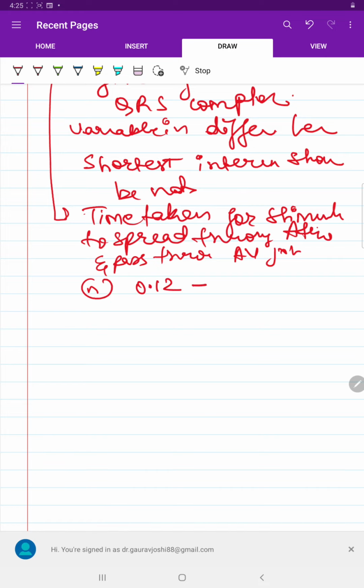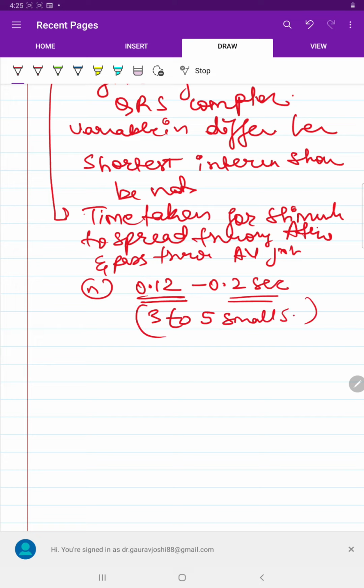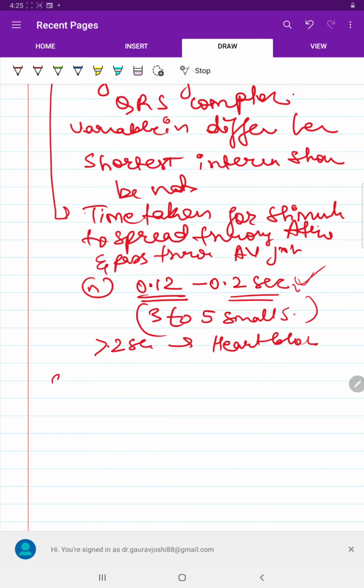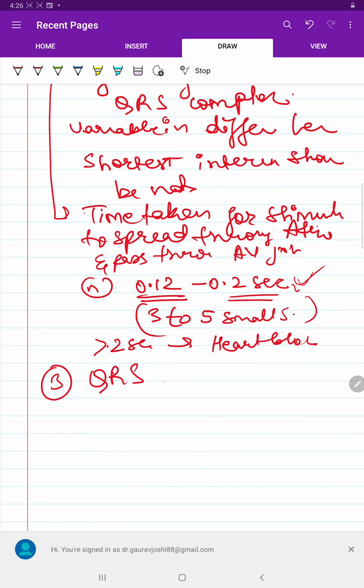Its normal duration of PR interval is 0.12 to 0.2 second. You must remember this duration: it's 3 to 5 small squares. If there is a conduction delay of more than 0.2 second, then maybe heart blocks. But I will not go towards the diseases related to the abnormality. If we know the normal range, we are happy that this is normal or abnormal.